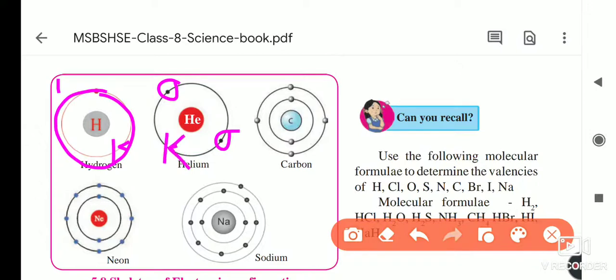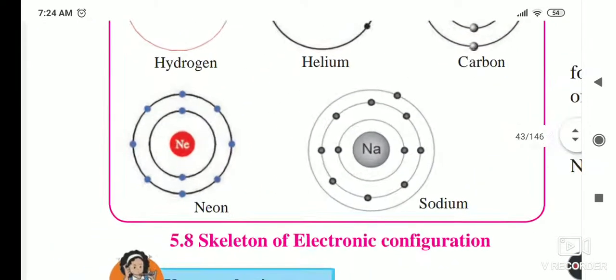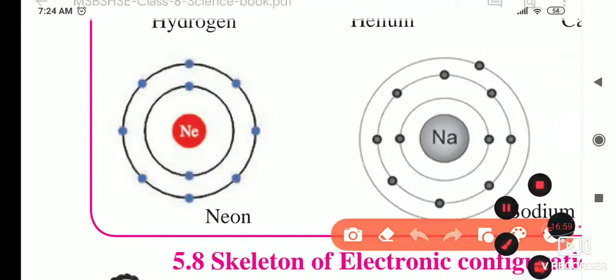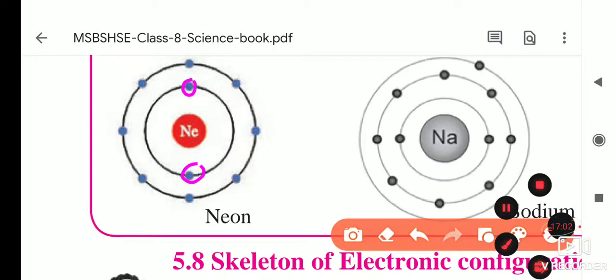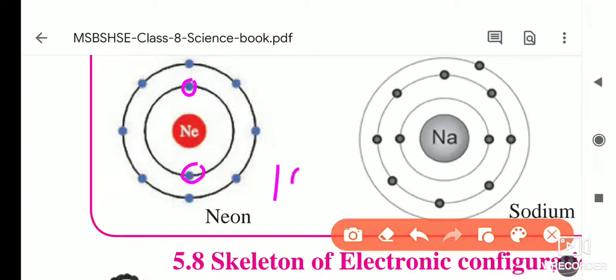Now if the number of electrons increases, what will happen? The electrons will enter the next shell. Here, carbon's atomic number is 6: in the first orbit, the K shell, 2 electrons are there, and in the second orbit, the L orbit, 4 electrons are present. Next it is neon. Its atomic number is 10. So in the first orbit 2 electrons are there, and in the second orbit 8 are there. So here is the structure of the atom of neon.